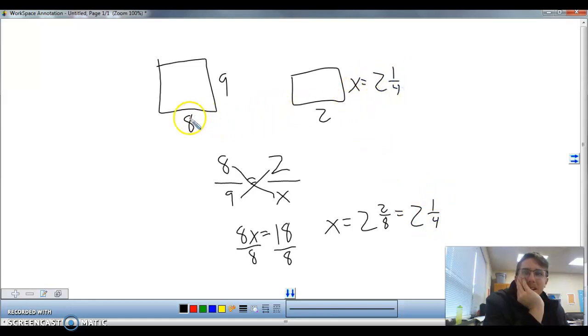Now remember, you can't just take away 6 from 9 because they took away 6 from 8. Okay, 8 minus 6 is 2. 9 minus 6 is 3. Let's look if that's proportional. 8 to 9, is that the same as 2 to 3? Does 8 ninths reduce to 2/3? No, it does not. So that is not a proportion. It's not proportional, that means it's not a similar figure. 2 and 1/4 makes it a similar figure.